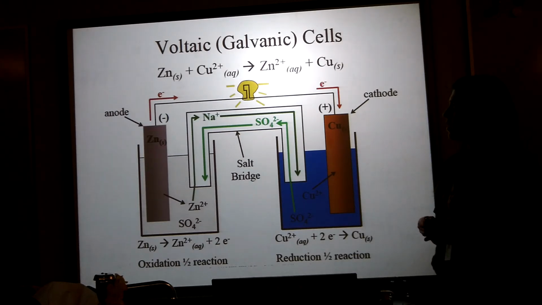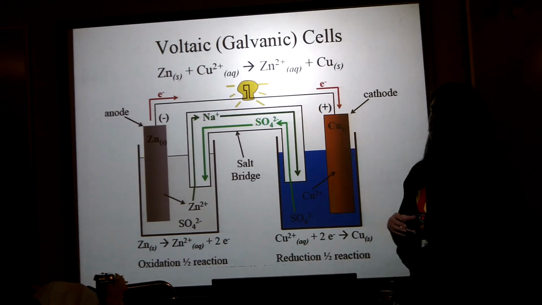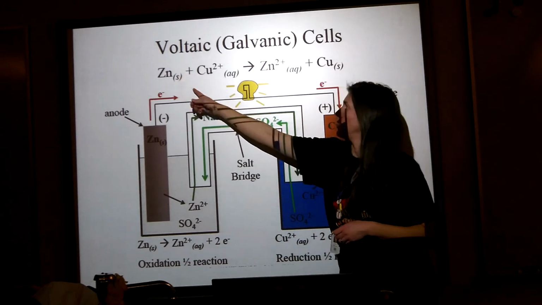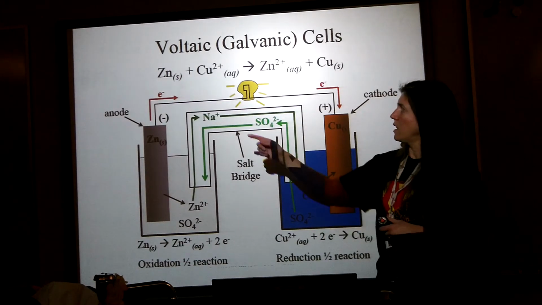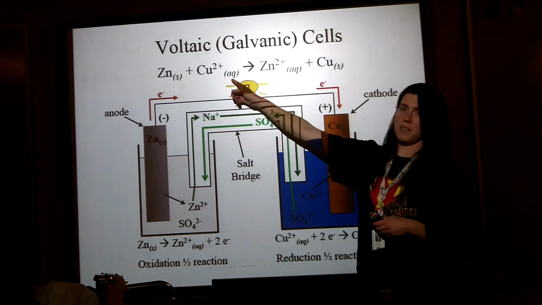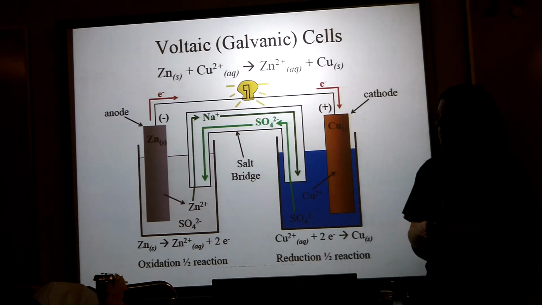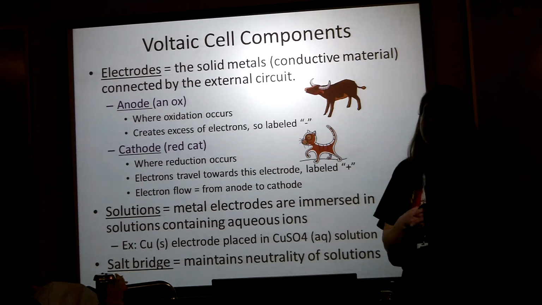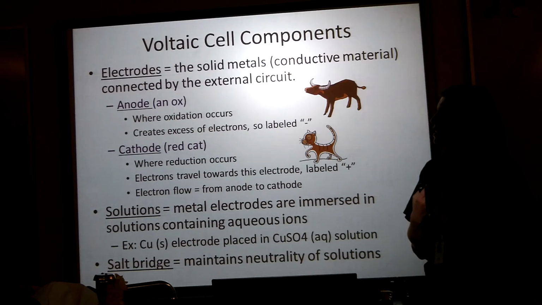You can see that the overall reaction looks like a single displacement reaction. Your zinc is being oxidized, so it's going from neutral solid to a positive ion. Your copper is being reduced, it's going from a positive ion to a neutral solid. And the main components involved in a voltaic cell are things called electrodes. Those are solid metals, conductive materials that are connected by the circuit, by the wire.